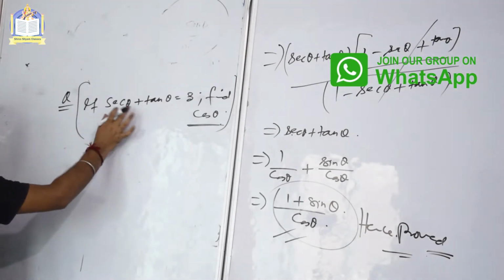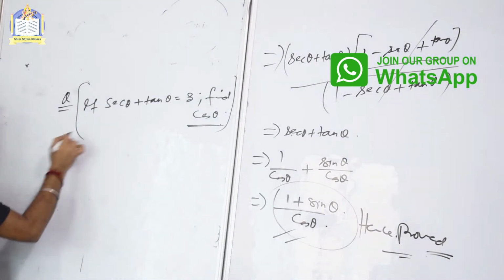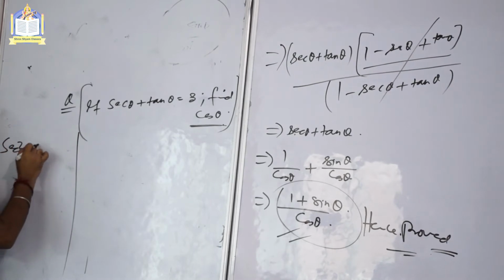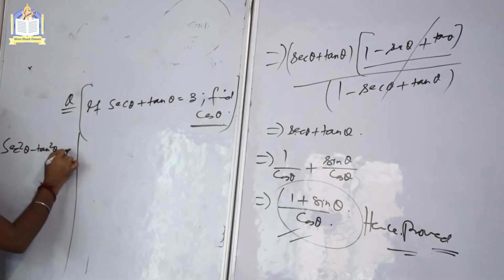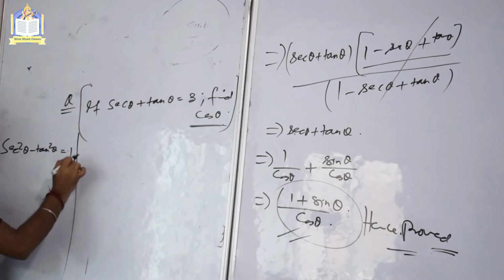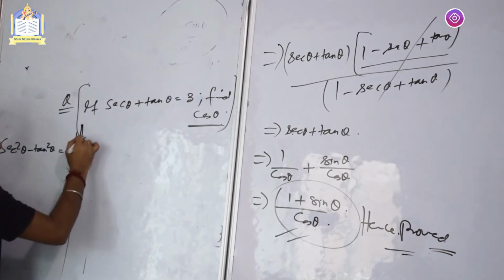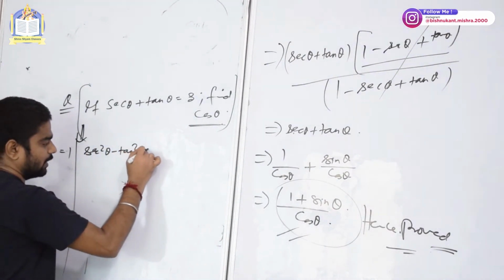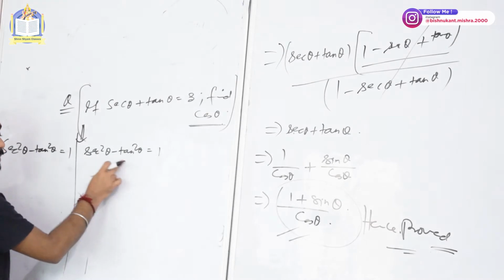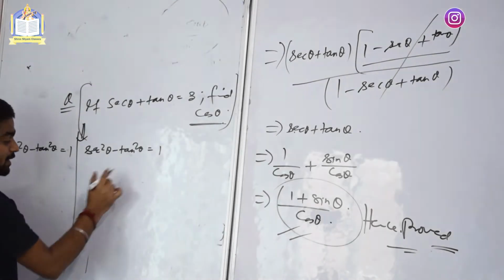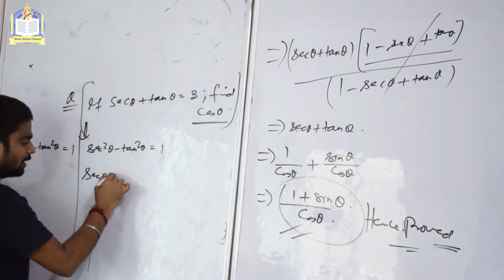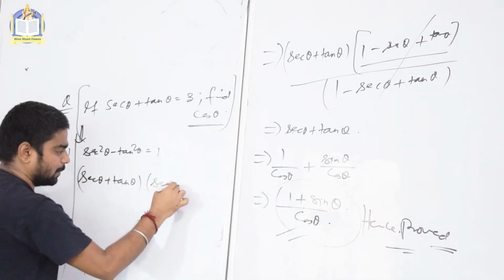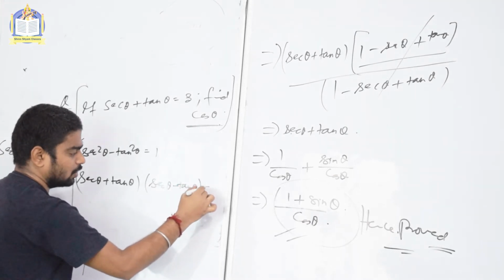For solving this, we know the relation between sec and tan: sec square theta minus tan square theta is equal to 1. This can be written like a square minus b square, which is written as a plus b into a minus b, and that is equal to 1.